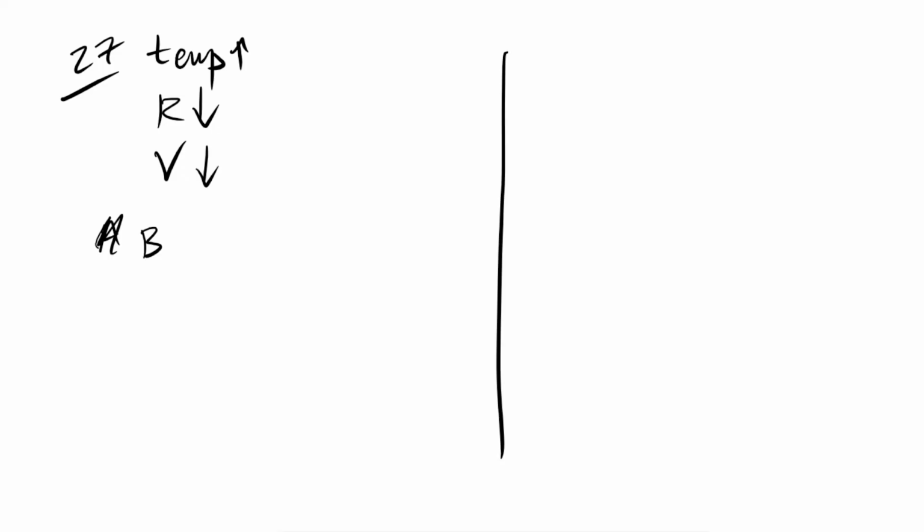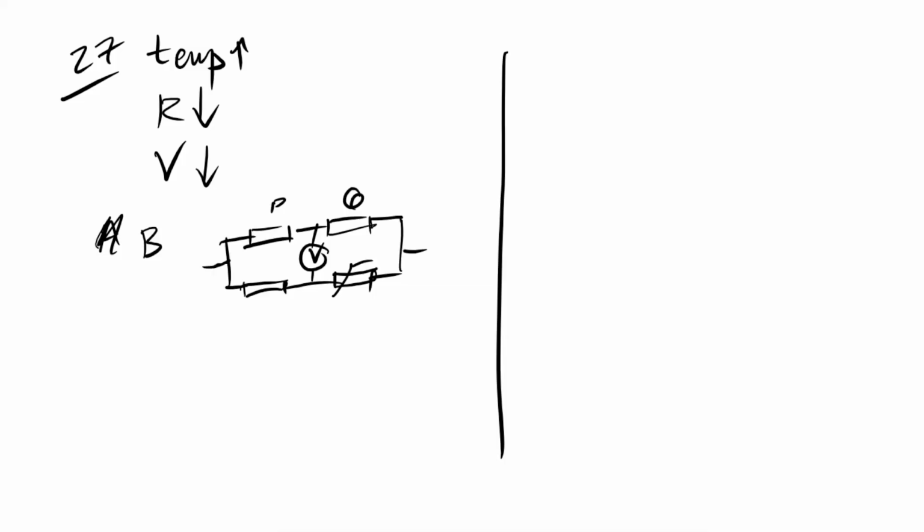No, that's not going to do it either, because if we have P there and Q there, the voltmeter in between, if the resistance of the thermistor is going down, we'd need Q to go down to balance it out, both sides, because we need the potential at this point and this point on both sides of this setup to be the same.